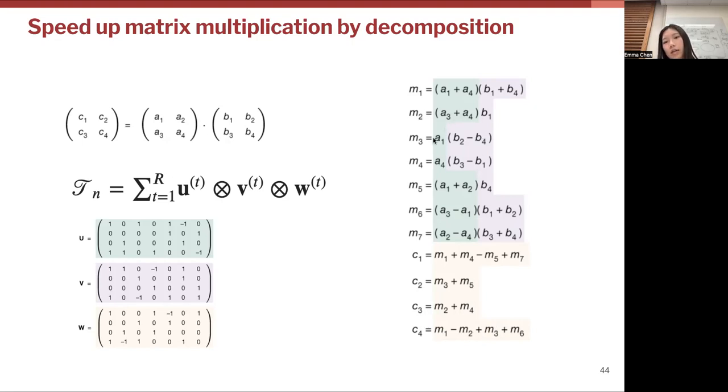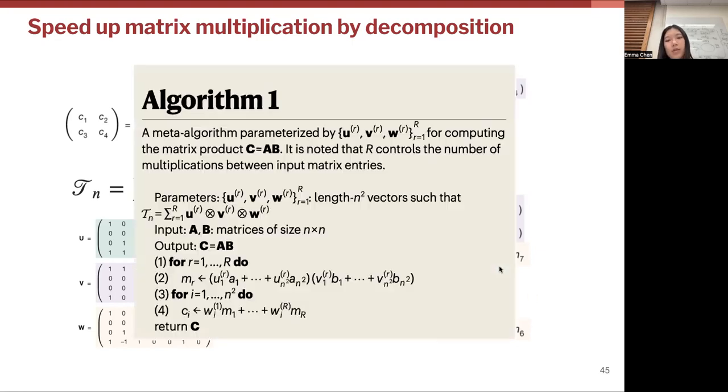Because if you look at how every intermediate value is calculated, each of them only requires one multiplication, and then no multiplication is needed at all to calculate the final elements. So in the paper, they provide an algorithm which basically describes this process of decomposing the 3D matrix, and then calculating each element by masking the A and B vector with U and V.